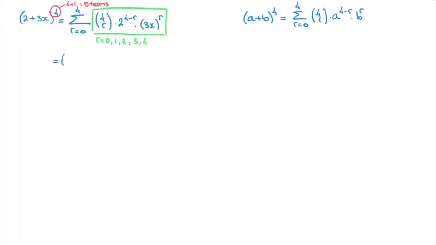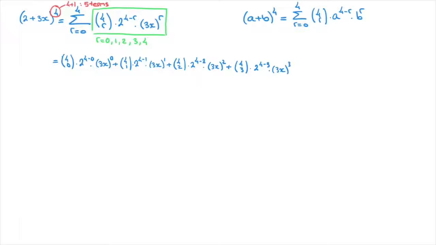For r = 0, that's (4 choose 0) times 2^(4 - 0) times (3x)^0. We add to that the case where r = 1. That's (4 choose 1) times 2^(4 - 1) times (3x) in parentheses raised to the power of 1. We add to that the case where r = 2. So that's (4 choose 2) times 2^(4 - 2) times (3x) in parentheses raised to the power of 2. We add to that the case when r = 3, so that would be (4 choose 3) times 2^(4 - 3) times (3x)^3.